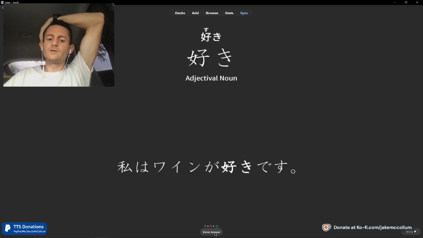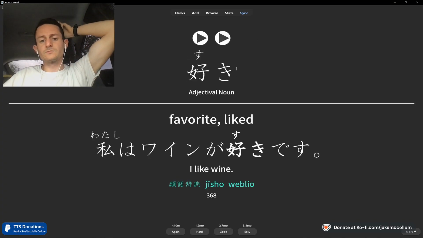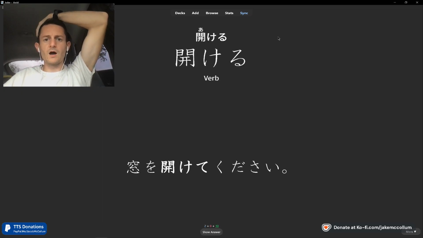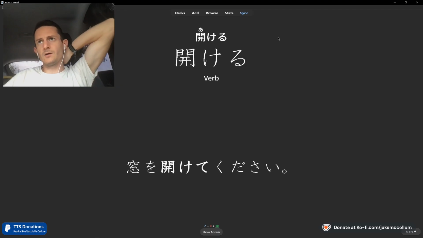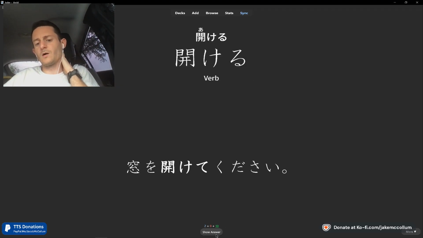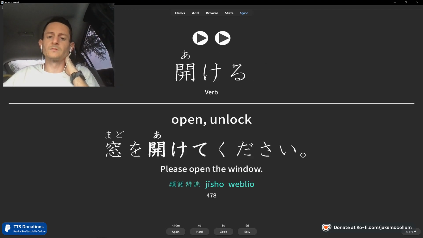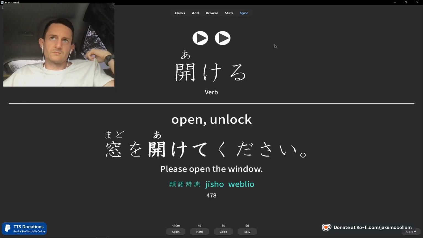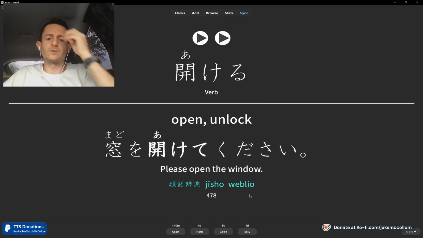Suki means you like something. It means like. 好き。私はワインが好きです。 Akeru. Akeru means to open something. 開ける。窓を開けてください。 Please open the window. Window means mado. That's why you hear this. 窓を開けてください。 Kudasai means please. So please open the window. Good.